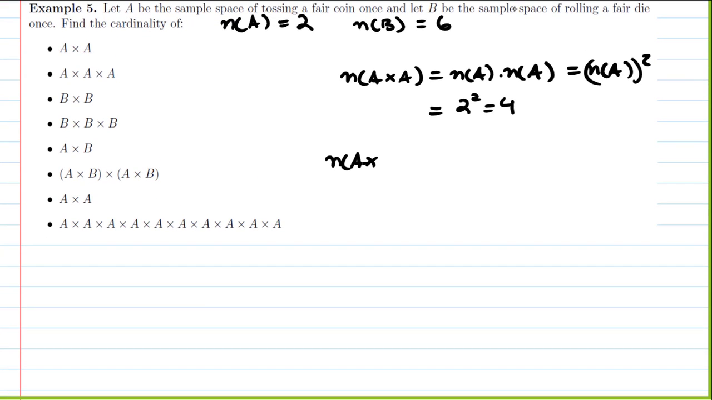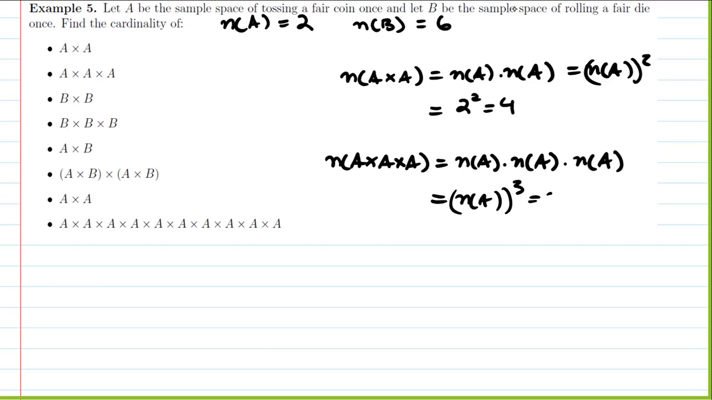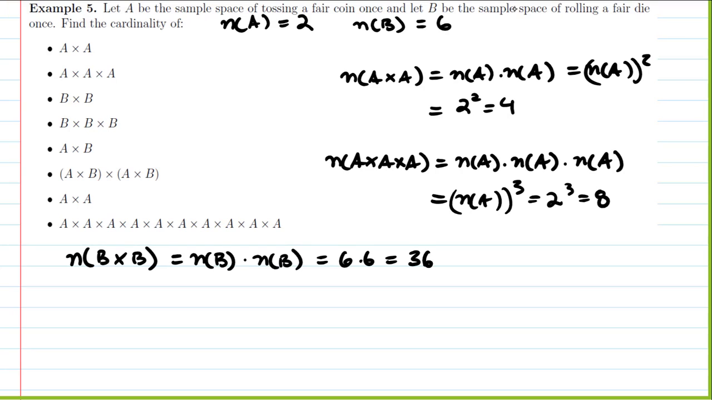Well, applying that rule 3 times, that's N of A times N of A times N of A, which is going to be N of A cubed. So 2 to the 3rd power is going to be 8. Okay, so the number of things in B cross B is the number of things in B times the number of things in B, which is 6 times 6, which is the same as 6 squared, which is 36, right?